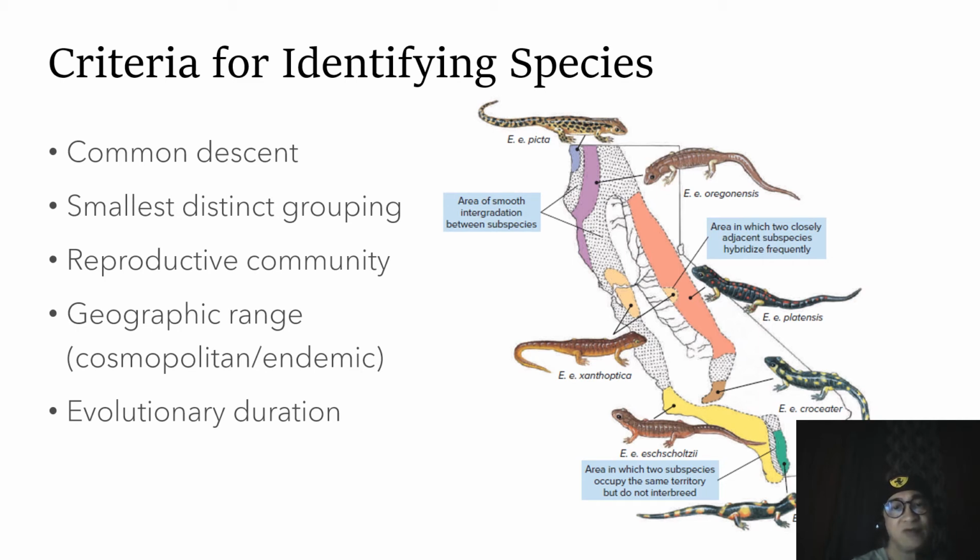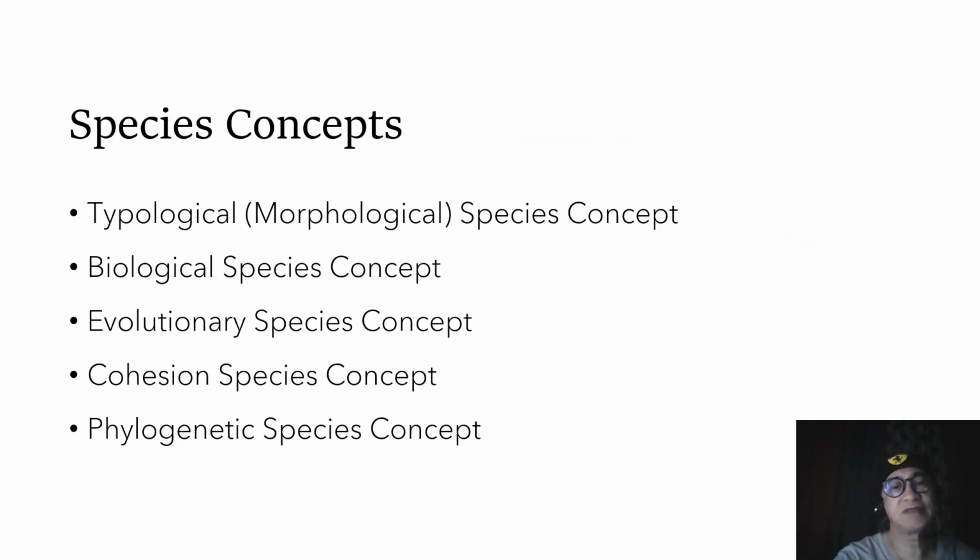And they have evolutionary duration. According to the theory of punctuated equilibrium, species may last only between 5 to 10 million years. And in this particular case, the species has a particular distribution in time. Of the 7 major species concepts in biology, there are 5 listed here. That includes typological or morphological species concept, biological species concept, evolutionary species concept, cohesion species concept, and phylogenetic species concept.